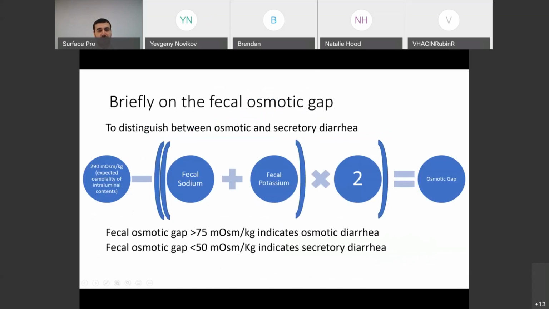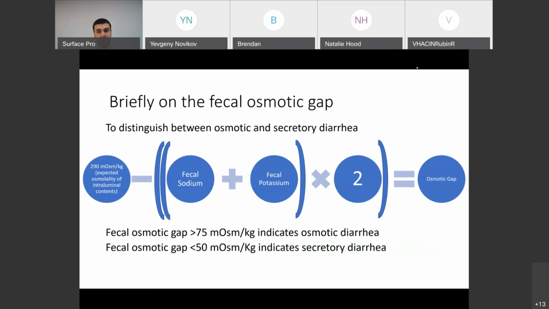So briefly on the fecal osmotic gap, when we see an equation in internal medicine, I think we all tend to really shy away from it. We get very nervous when we see equations. But this is really simple, and gastroenterologists are simple people. So I think this is one that's worth just learning and knowing. It may get you an extra point on your medicine boards as well.